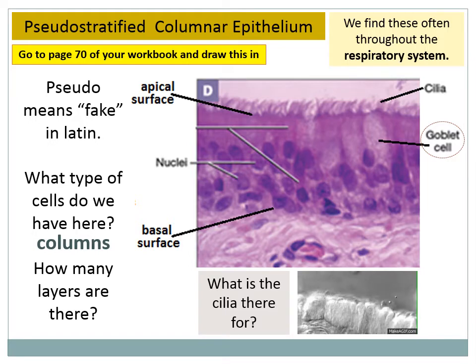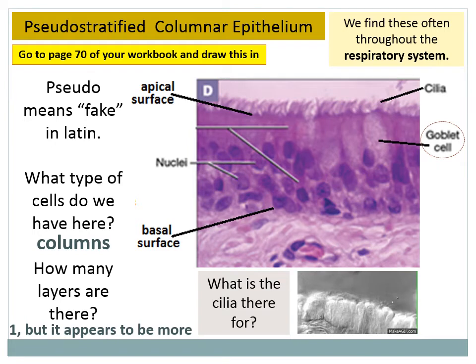How many layers are we going to find in a pseudostratified columnar epithelium? One, right? We're only going to find one because it says fake stratified, which means it's faking us out. It's not actually stratified. We just have one layer. So pseudostratified, we have one. It appears that there are more, but there's just one.